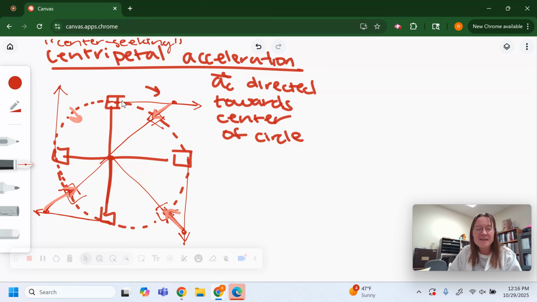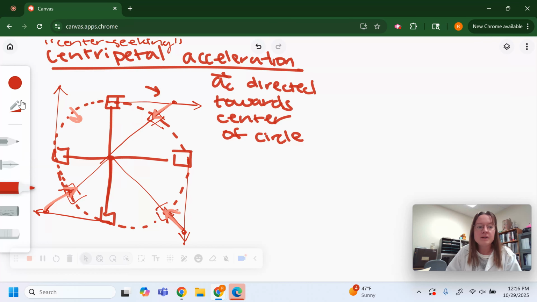Now, that means that you have some acceleration that is always making it change direction. Notice, centripetal acceleration is acceleration that makes it change direction. It's not acceleration that is speeding it up or slowing it down. It's not spinning in a circle any faster or any slower. Centripetal acceleration is always just a direction-changing acceleration. It's an acceleration that is causing the direction to change.